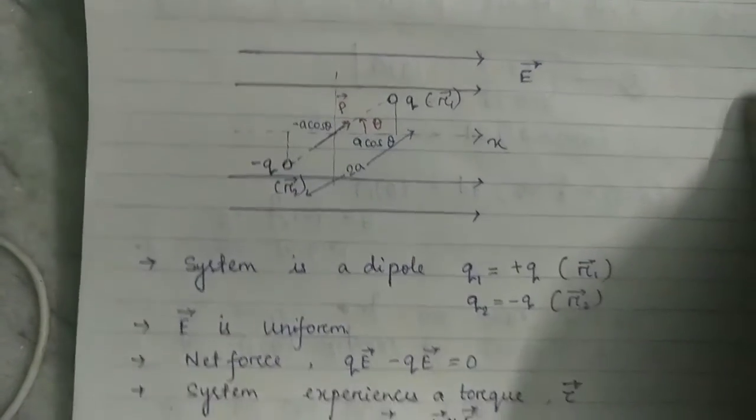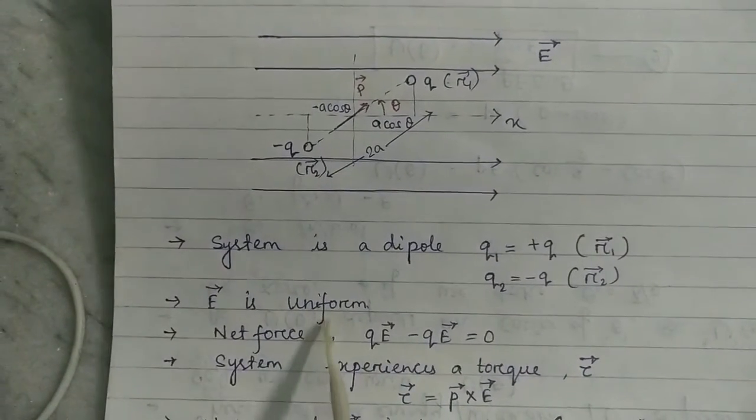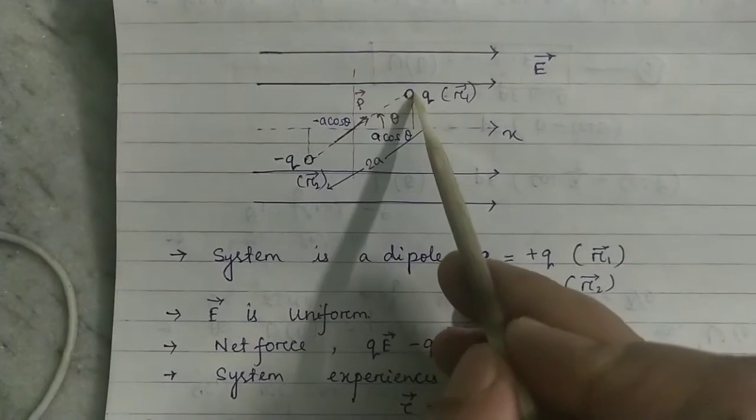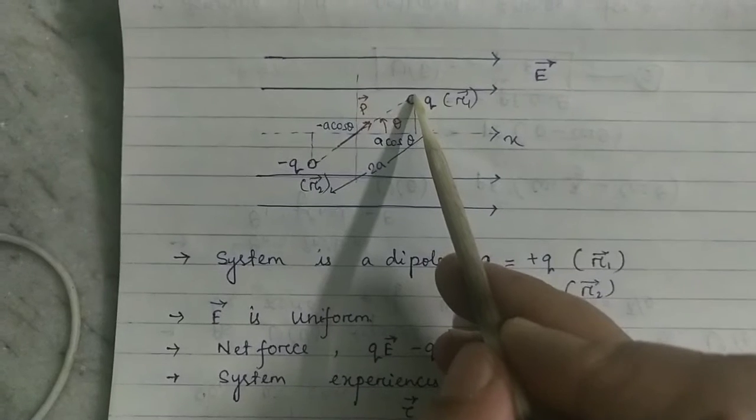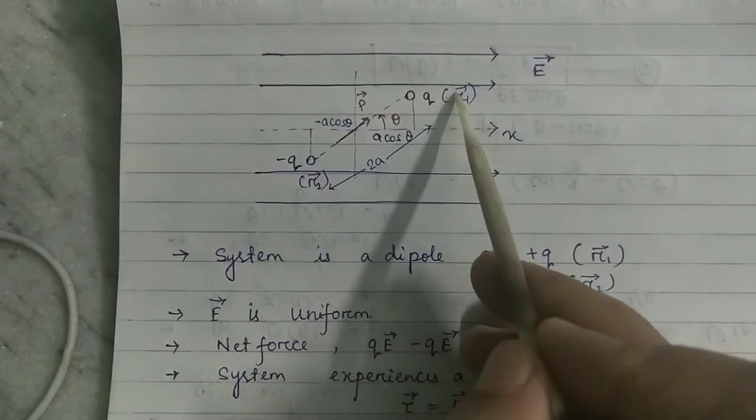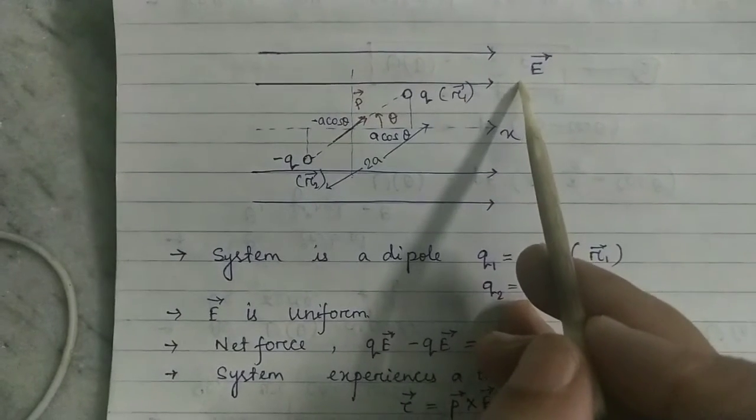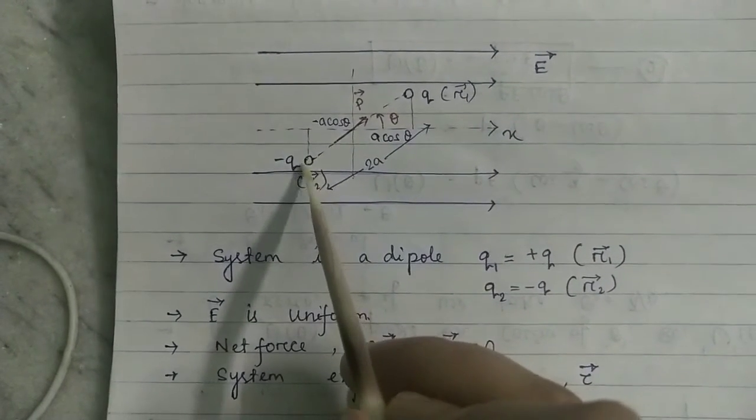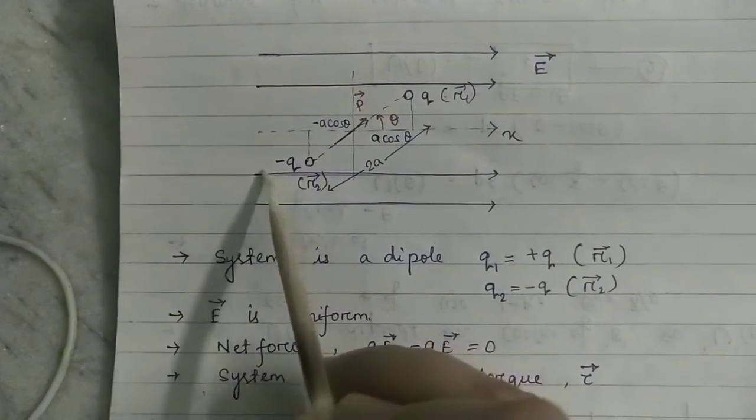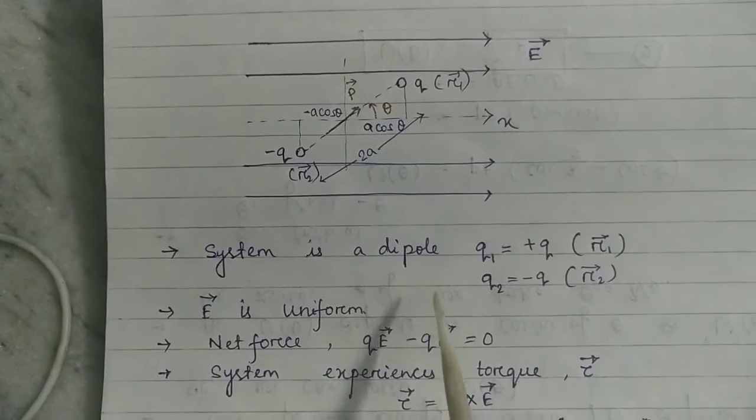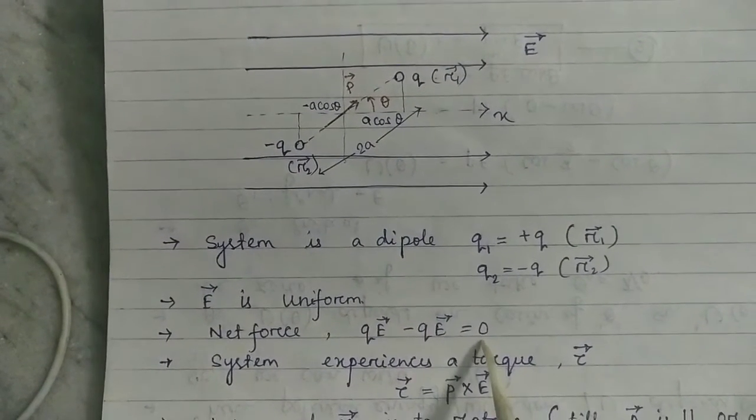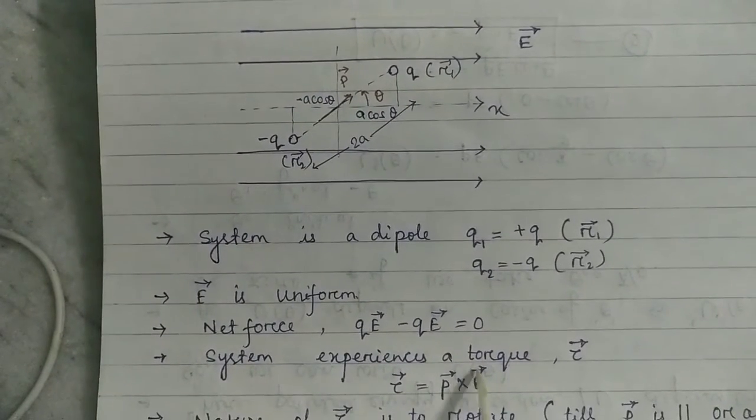Here electric field is uniform, this is understood, and the net force here is 0. For the positive charge, force F equal to Q into E along the direction of uniform electric field, and for the negative charge, it is Q into E opposite to the direction of electric field. So the net force is Q into E minus Q into E, that is 0. Net force is 0, but the system experiences a torque.